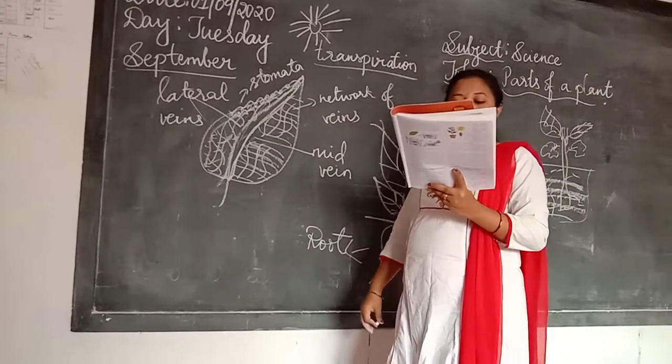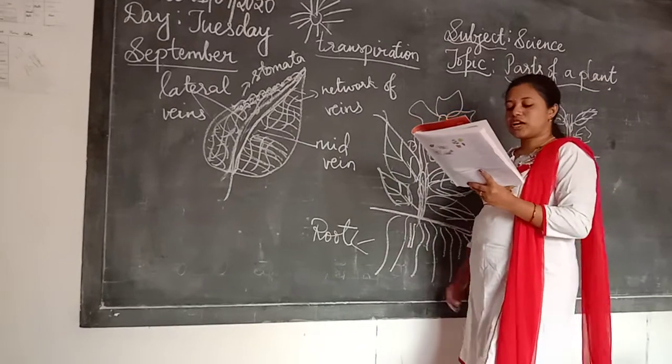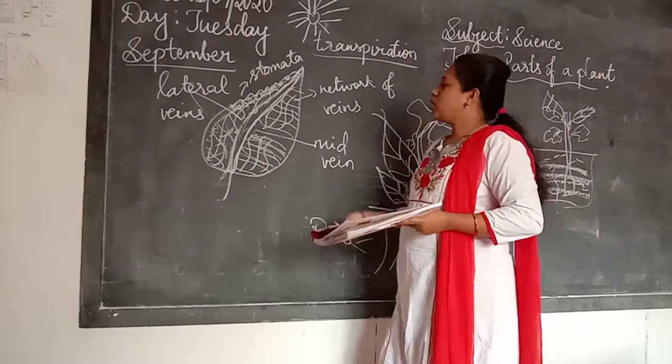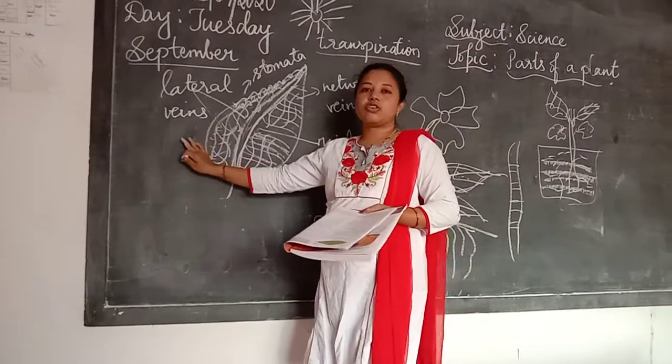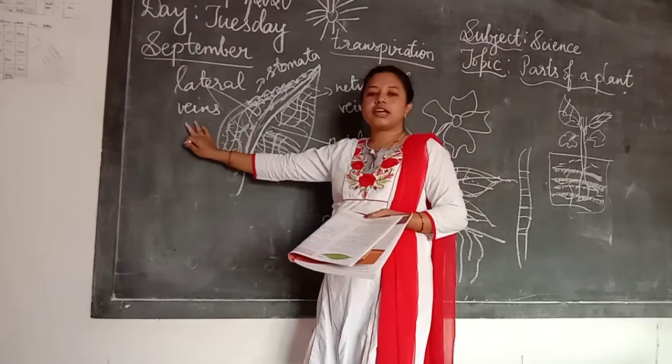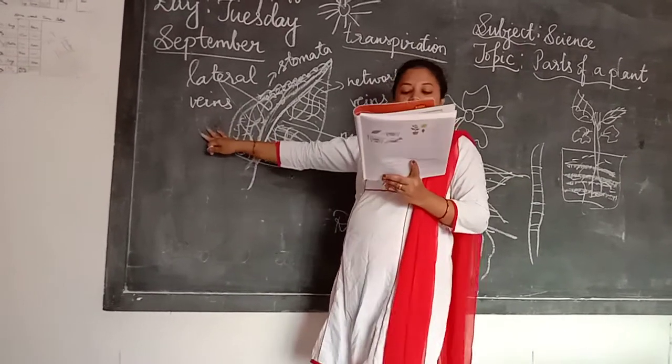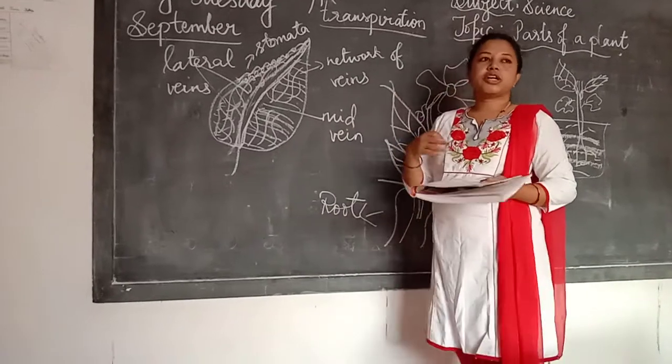During the process, leaves give out excess oxygen and water through the stomata. How does the plant give us oxygen? Oxygen comes out of the leaf through the stomata. So we consume that oxygen.